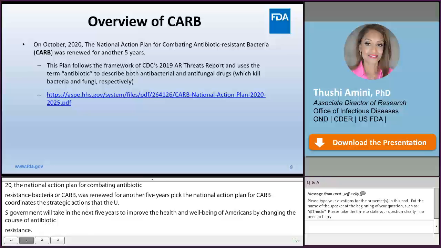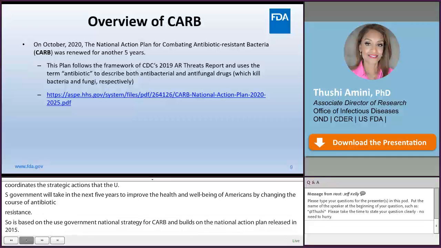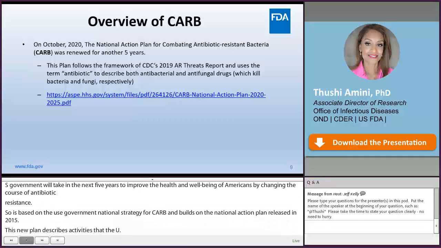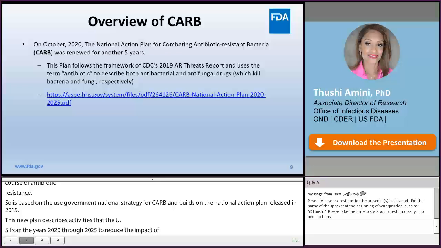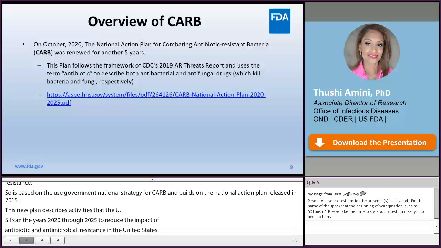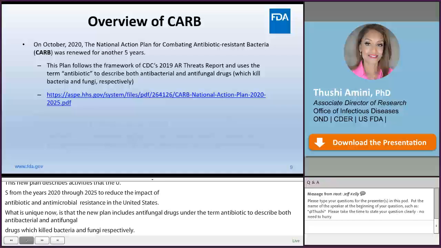This new plan describes activities that the U.S. government will undertake from the years 2020 through 2025 to reduce the impact of antibiotic and antimicrobial resistance in the United States. And what is unique now is that the new plan includes antifungal drugs under the term antibiotic to describe both antibacterial and antifungal drugs, which kill bacteria and fungi, respectively. I have provided the link to the updated CARB National Action Plan if you'd like to read more about it.